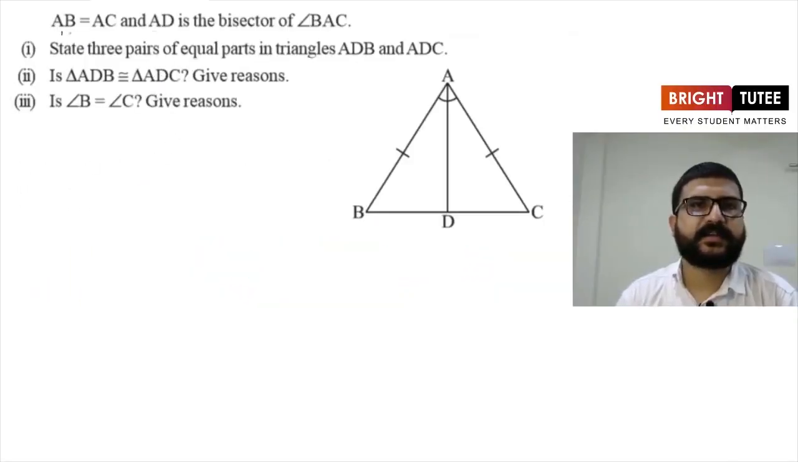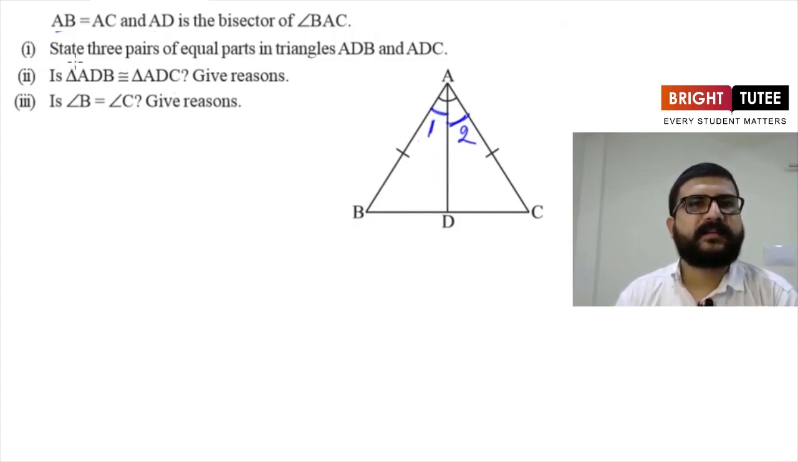Now here is the next question. The question here is AB is equal to AC. These two sides are equal as it is marked here in the triangle itself. And AD is bisector of angle BAC. It means this side here AD is bisector of angle BAC. That means this angle here is equal to this angle. We can write this angle as angle 1 and this one as angle 2.